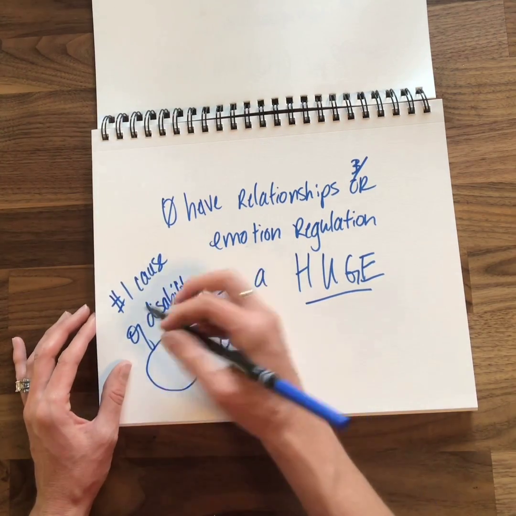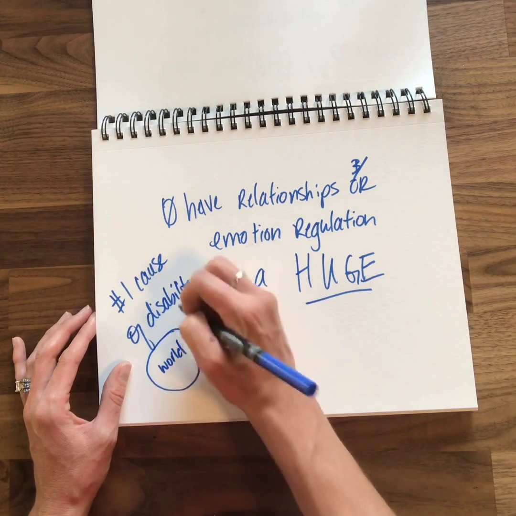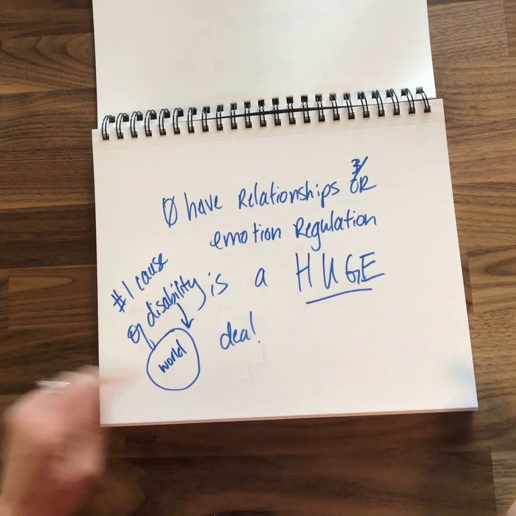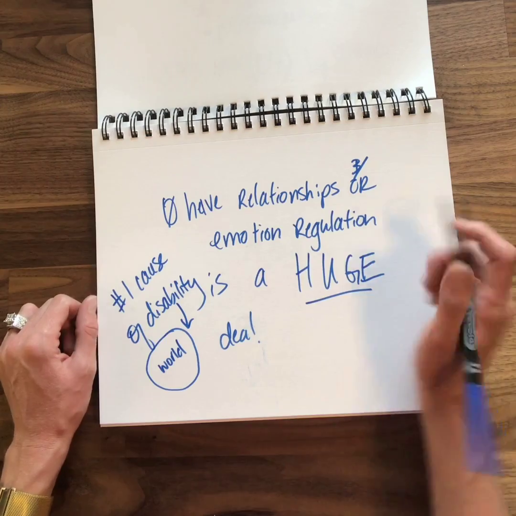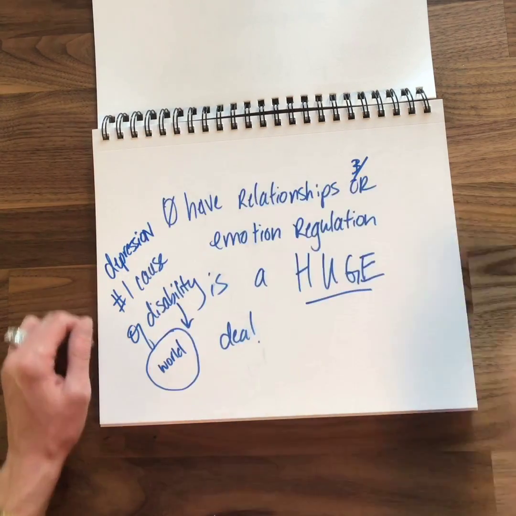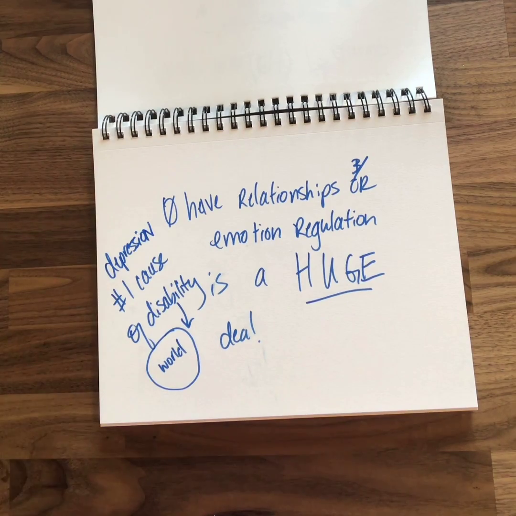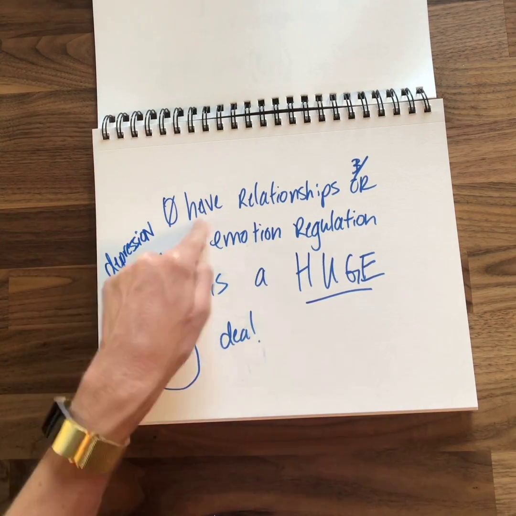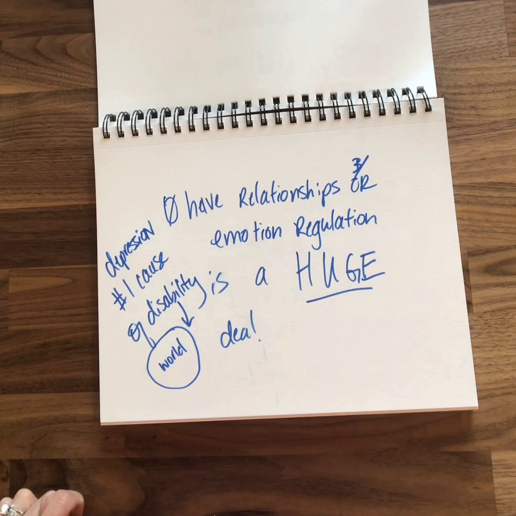I'm not even going to draw it. This is the world. Right? Number one cause of disability in the world. The World Health Organization has said that depression is the number one cause of disability worldwide. So when we think about emotion regulation and not having relationships, it's really important that we think about it from many different viewpoints.